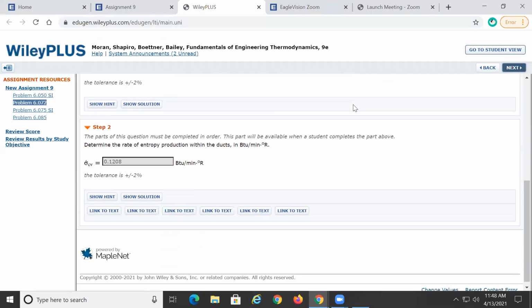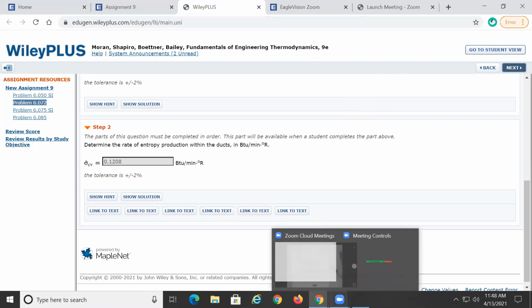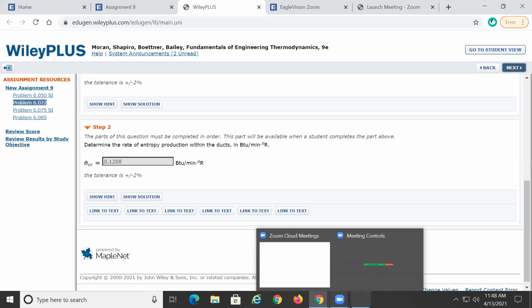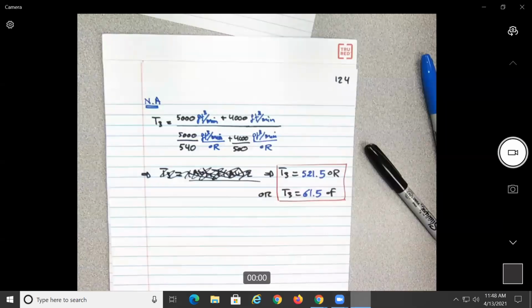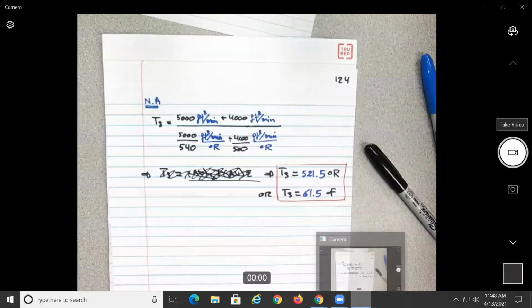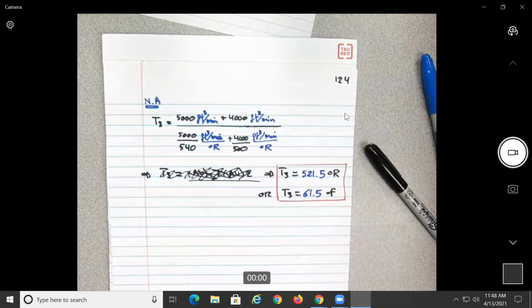Okay, so the second part is we need to determine the rate of entropy production within the DAC in BTUs per minute degree Rankine. Okay. So again, I know it's there, but I don't see it. Oh, now I saw it for a second. Oh, it's that one here. That's what you were saying, no? Okay. So now we need to find the entropy production.